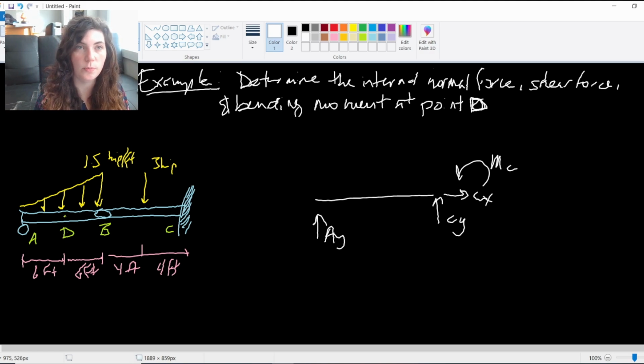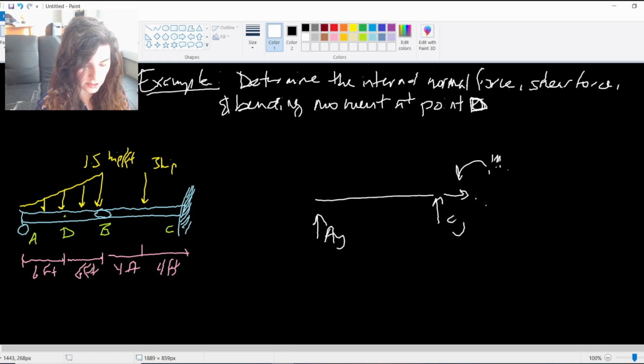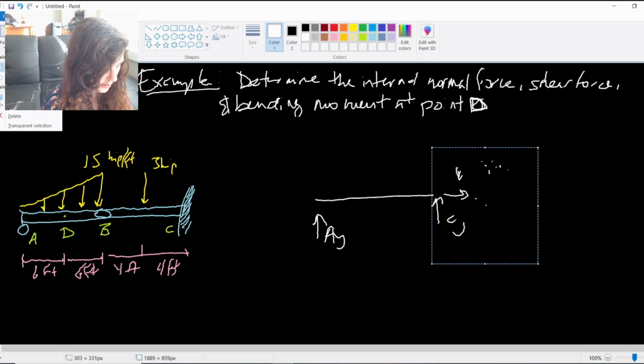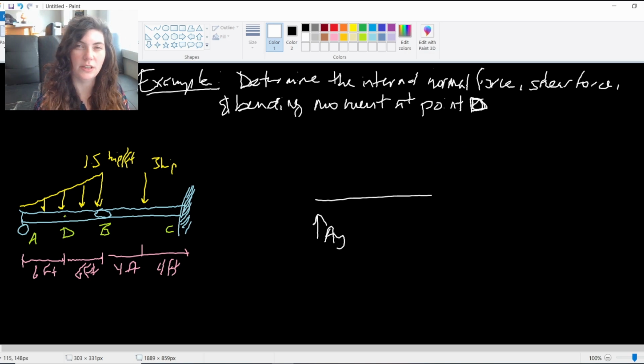At B, I have an internal pin, which means this works like our frames and machines problems, where I can split it up at that internal pin at B, instead of having this 4-factor indeterminate form that I can't get anywhere with using only 3 equilibrium equations. So instead, I want to split the beam at B as we did with frames and machines. I want to make a free body diagram at B to solve for those support reactions so that I can get somewhere around point D.